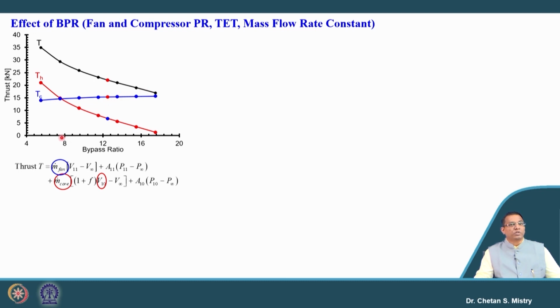Suppose I select my bypass ratio to be lower, say maybe 6, then my hot thrust will be higher. With the increase of the bypass ratio, our hot thrust is going to decrease, and this decrease is reflected in my net thrust. So with the increase of bypass ratio, my thrust is going to be reduced. Let us see what the impact is on the specific thrust.